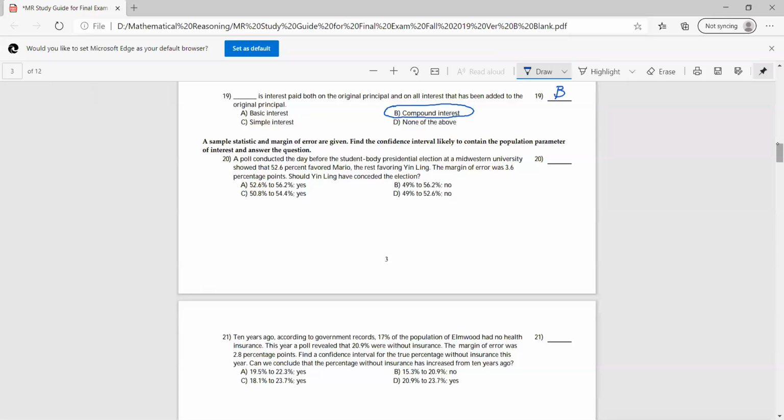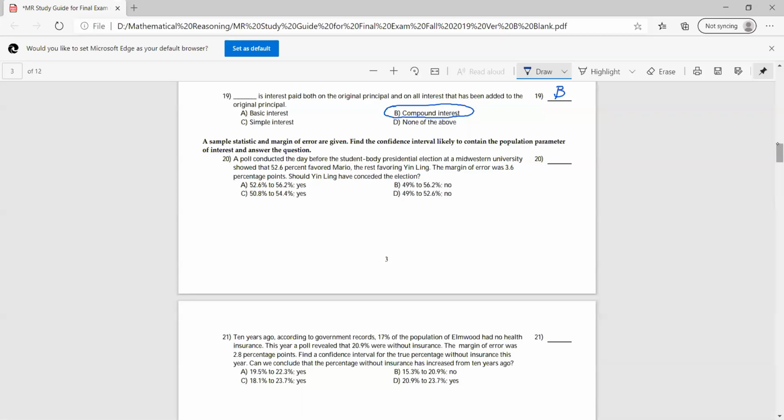Okay, a sample statistic and margin of error are given. Find the confidence interval likely to contain the population parameter of interest and answer the question. Number 20 says a poll conducted the day before the student body presidential election at a Midwestern university showed that 52.6% favored Mario, the rest favoring Yin Ling. The margin of error was 3.6 percentage points. Should Yin Ling have conceded the election?